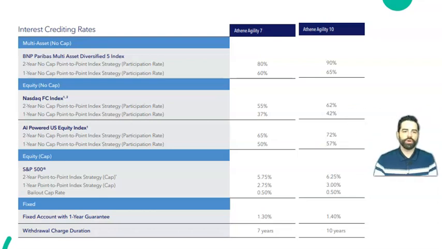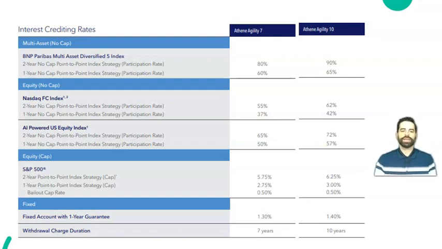You have an equity no cap, which is the NASDAQ FC index and the AI powered US equity index. Okay, the 2-year on the NASDAQ is 55 on the 7, 62 on the 10. 1 year is 37 on the 7 and 42 on the 10. And then with the AI, you have 65 and 50 for the 2 and the 1, and then on the 10 you have the 72 and 57.